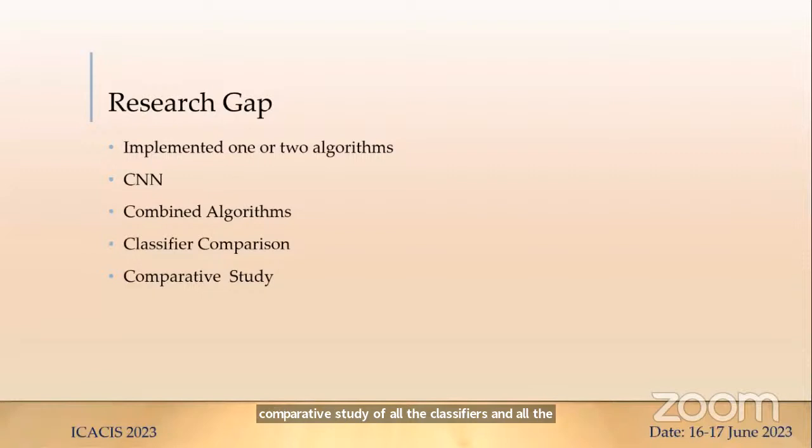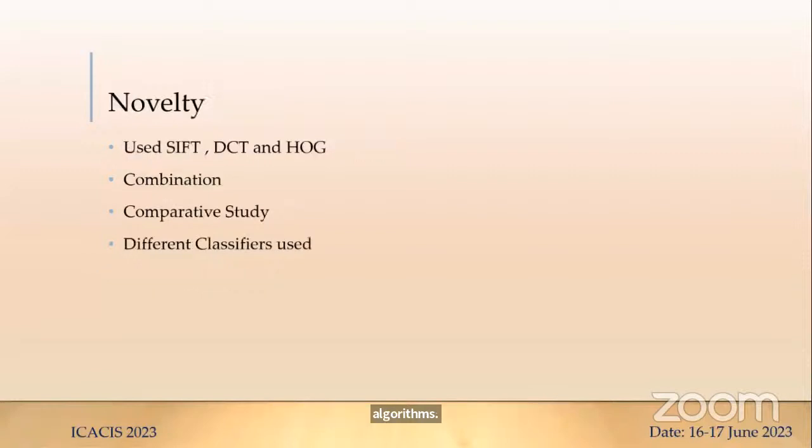So next, talking about the novelty. We use scale invariant feature transform, that is SIFT, discrete cosine transform, DCT, and histogram of oriented gradients, that is HOG, and we also use combinations of these three feature extraction techniques, that is SIFT plus DCT, SIFT plus HOG, and DCT plus HOG. We did a comparative study of all these, as well as comparing all these methods with SIFT, DCT, and HOG individually. And we used 3 to 5 classifiers. We will discuss that later.